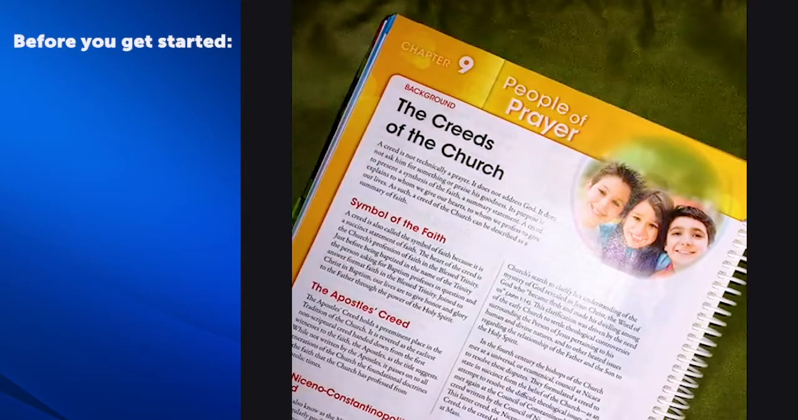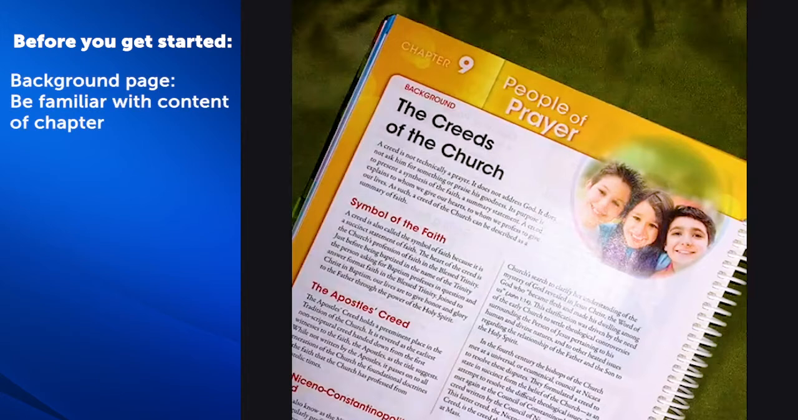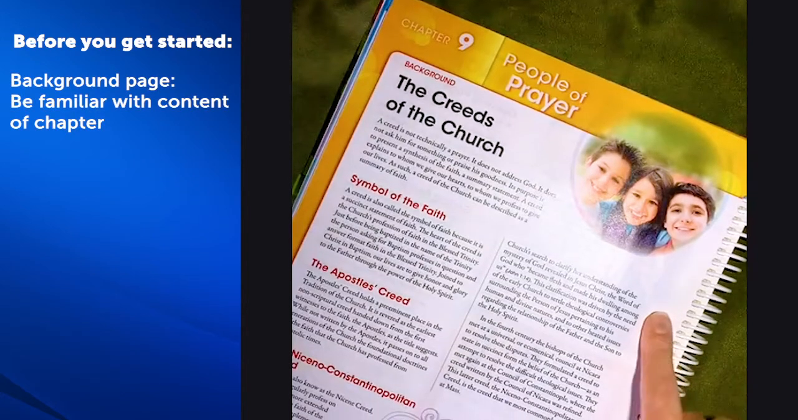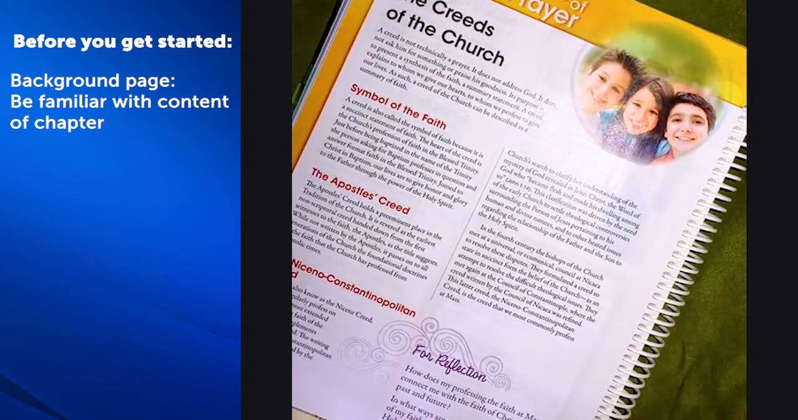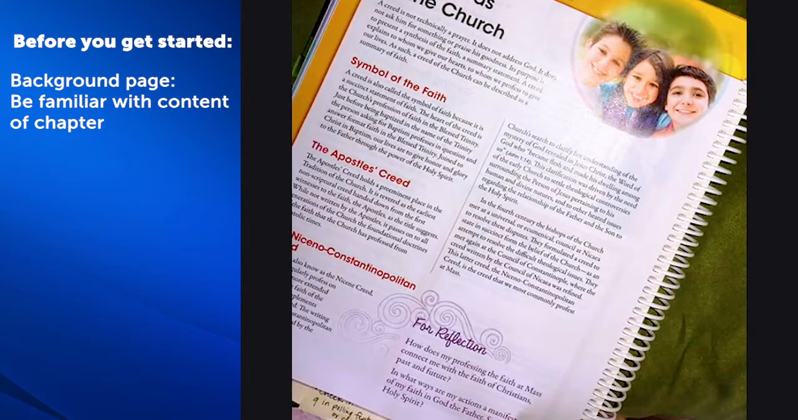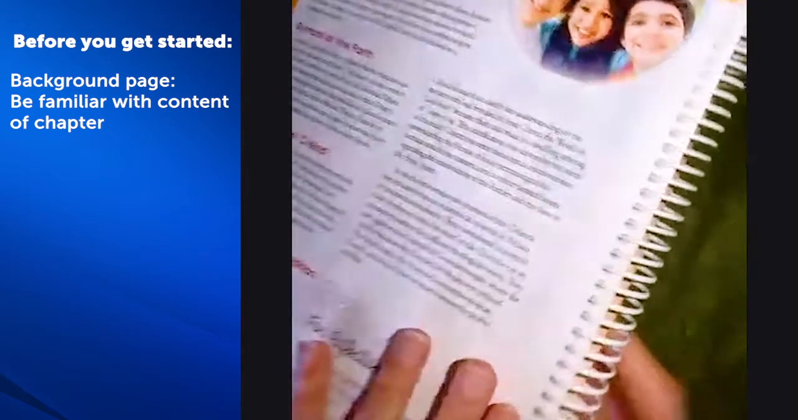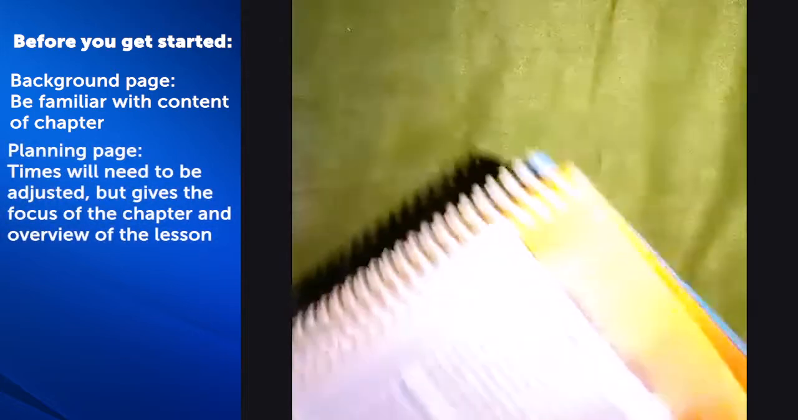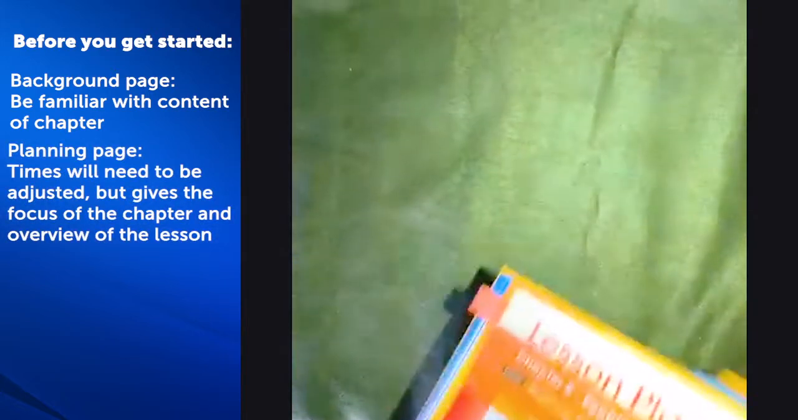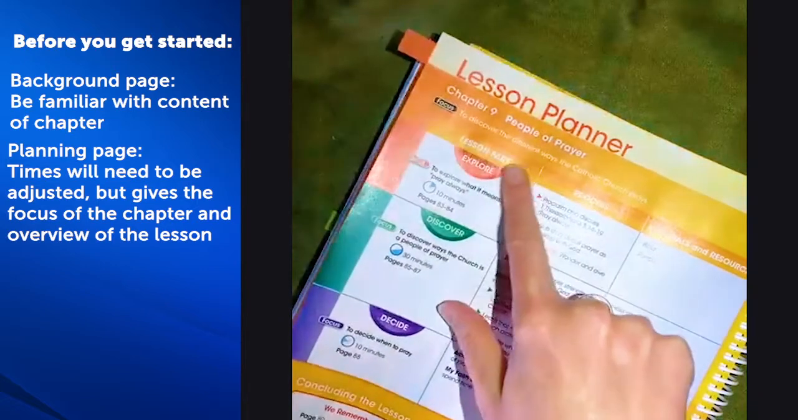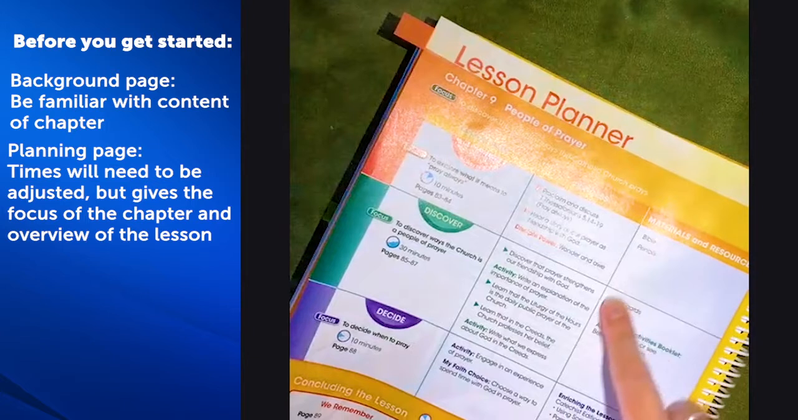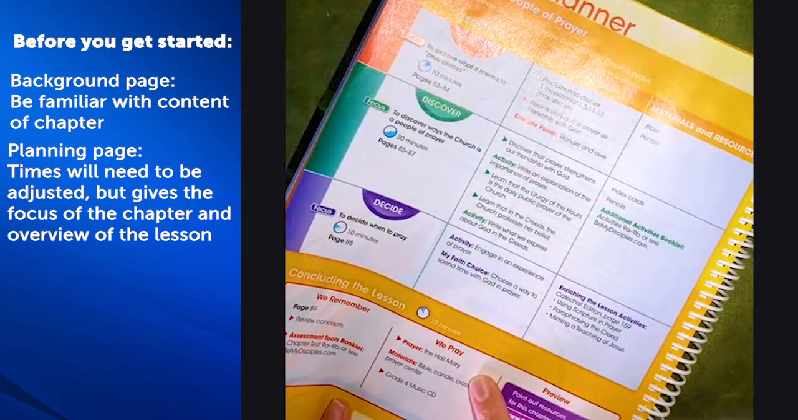Before you begin, you'll want to be familiar with the content of the chapter. Reviewing the Catechist background page and the reflection questions will help you to be prepared to identify the focus of the chapter and the key concepts that children need to learn. Next, take a look at the lesson planner page. Although the times will need to be adjusted, this page will give you the focus for the chapter as well as an overview of the process, the content of the lesson.